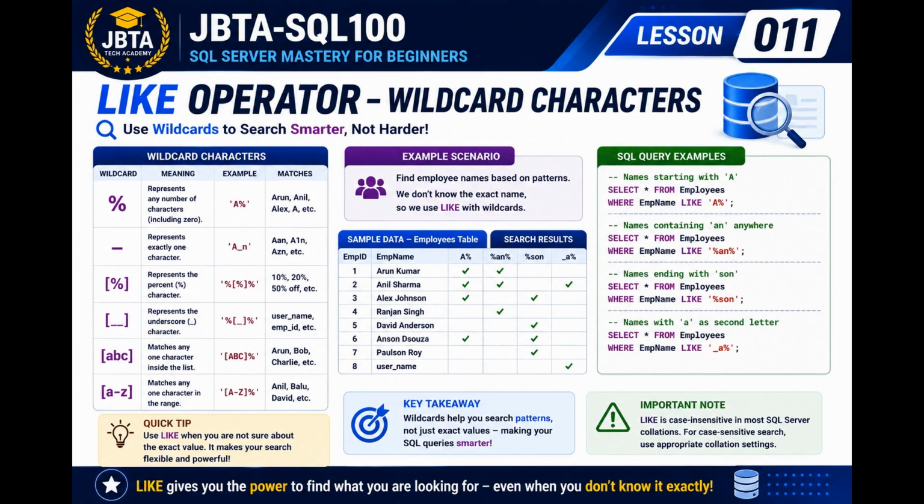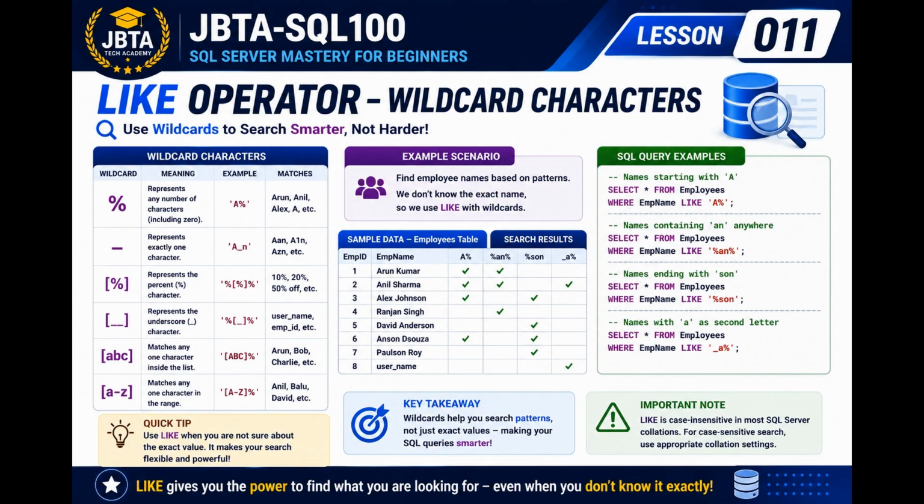Now let's take a closer look at the wildcard characters used with the like operator. Wildcards are special characters that help us search for text patterns instead of exact values. The most commonly used wildcard is the % symbol. The % symbol represents 0 or more characters. For example, if we write a pattern that starts with the letter A followed by the % symbol, SQL Server returns every value that begins with the letter A. Names such as Aaron, Alex, and Anand will all match this pattern.